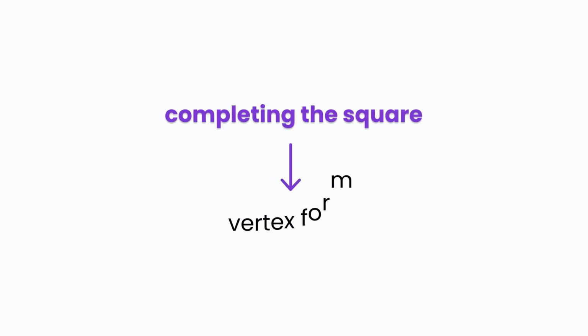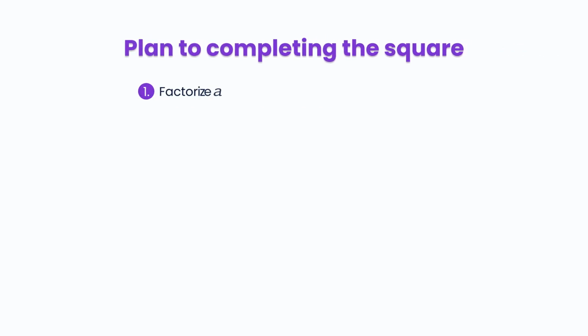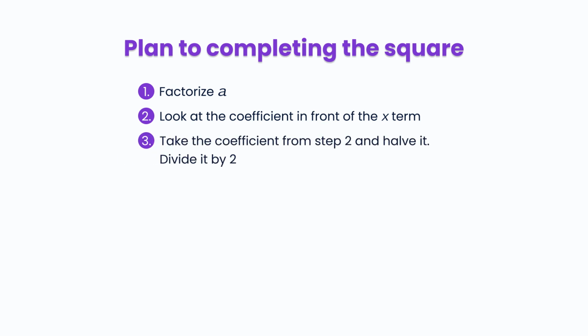To prove that it works, you can use a method called completing the square. It's used to rewrite quadratic expressions in vertex form. The plan is as follows. 1. Factorize a. 2. Look at the coefficient in front of the x term. 3. Take the coefficient from step 2 and halve it.